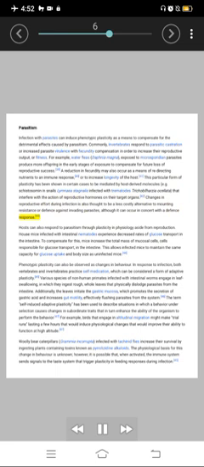43. Hosts can also respond to parasitism through plasticity in physiology aside from reproduction. House mice infected with intestinal nematodes experience decreased rates of glucose transport in the intestine. To compensate for this, mice increase the total mass of mucosal cells, cells responsible for glucose transport, in the intestine. This allows infected mice to maintain the same capacity for glucose uptake and body size as uninfected mice.